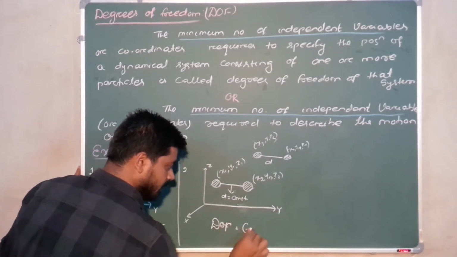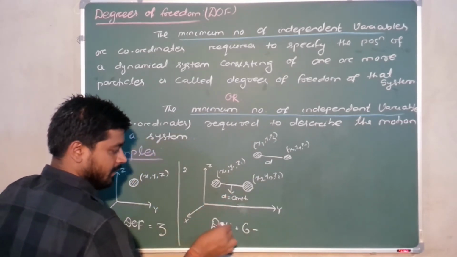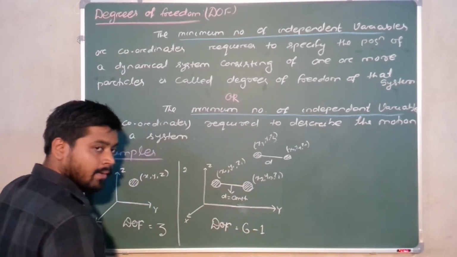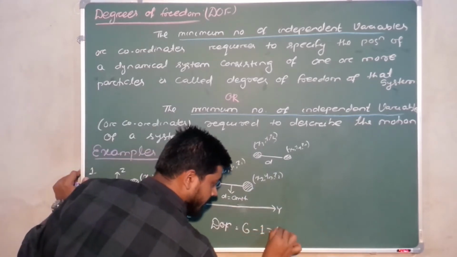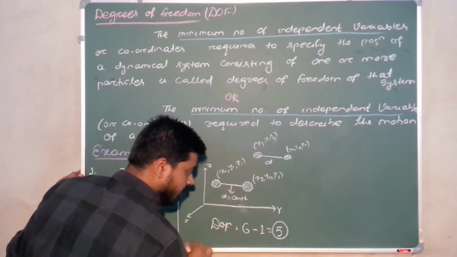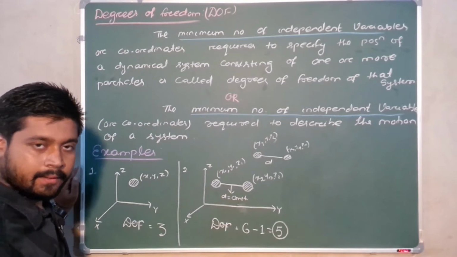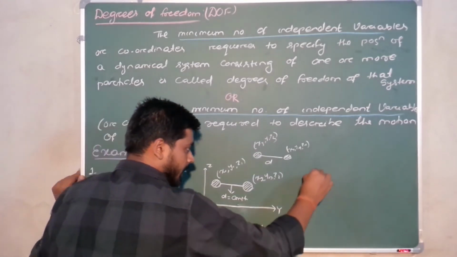Then the degrees of freedom becomes actually 6 minus 1 constant. How many constants are there? 1 constant. So here the degrees of freedom is 5.